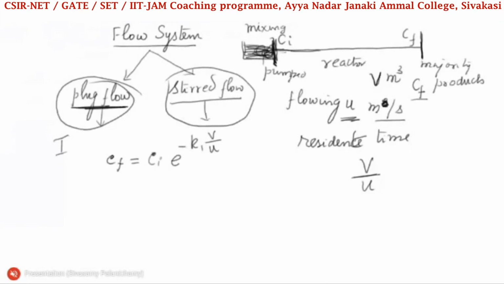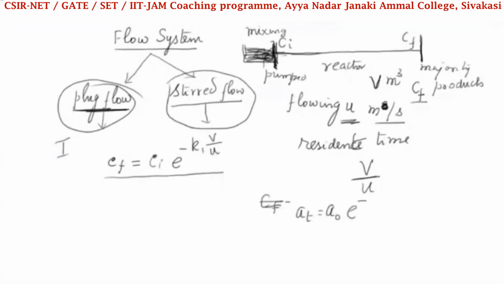For a stagnant system, a static system, we have already calculated At is equal to A naught, the initial concentration. In the static reactions, we have derived the equation like this: the amount left at time T is equal to the initial concentration A naught, e power minus KT. Compare these two equations. The time T is replaced by V by U. What is V by U? It's nothing but the residence time, as already given. Therefore, we have more or less the same equation. This is for the first order kinetics.